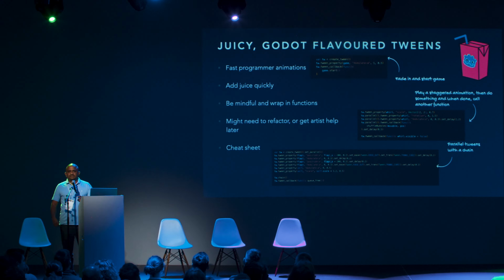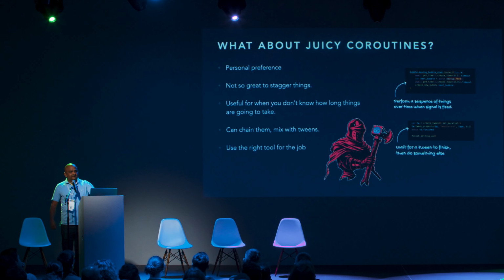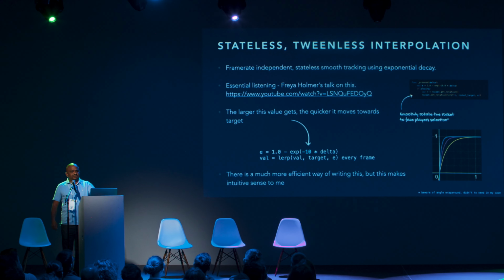The second thing is to make a boring game fun, you need juice. So these bits of code are not meant to be read here, so you can download the slides later and look at them. They're basically cheat sheets to help you get started if you need a hand with that. What this lets you do is fast program animations and add juice really quickly. And also coroutines, they are great, but the use case for coroutines is slightly different. We use them primarily when you don't know how long things are going to take, as opposed to the tweens, where you know exactly how long things are going to take.